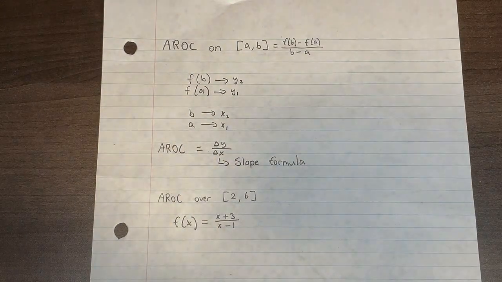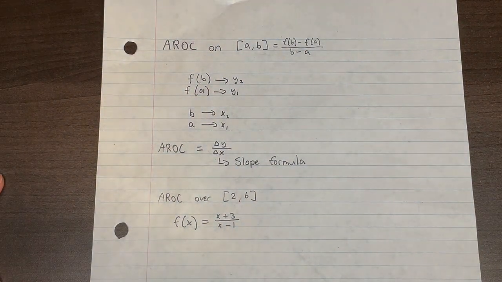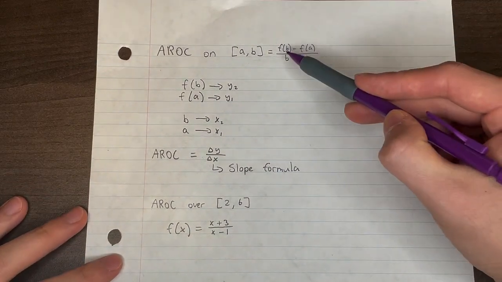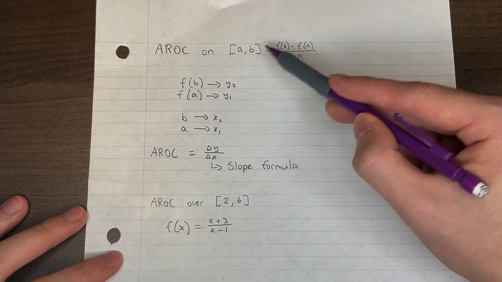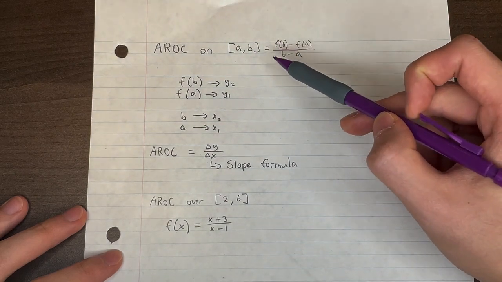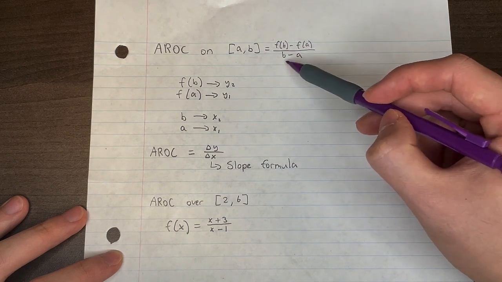Hello, in today's video I will show you how to find the average rate of change over an interval for a function. So the average rate of change is given by this formula, where over the interval a and b, the average rate of change can be found using f of b minus f of a over b minus a.